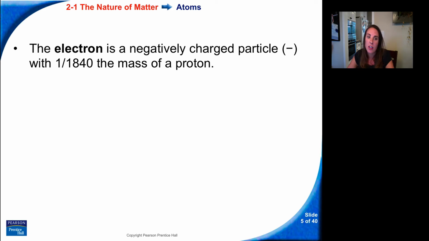So the nucleus is made up of protons and neutrons. The electrons, on the other hand, they're negatively charged, and they weigh 1/1840th the mass of a proton. So essentially we say the mass of an electron is virtually 0.